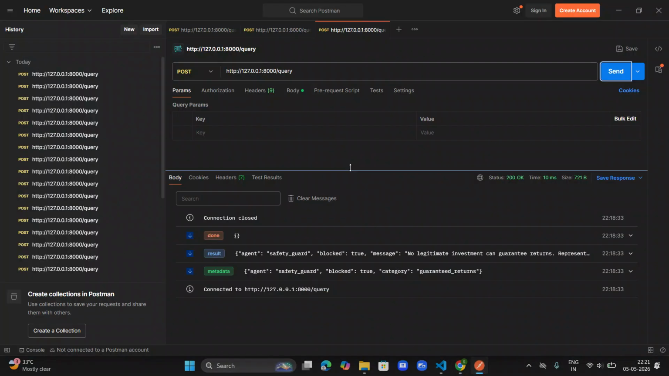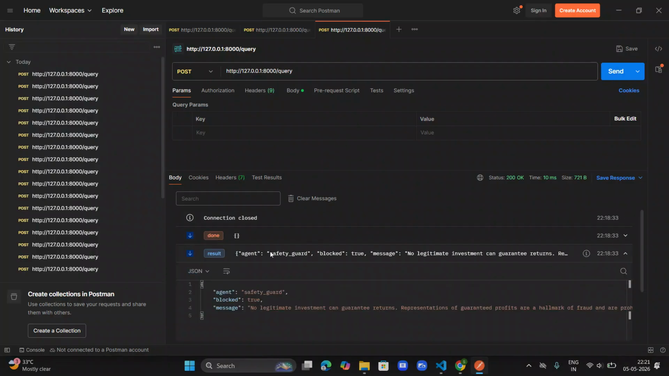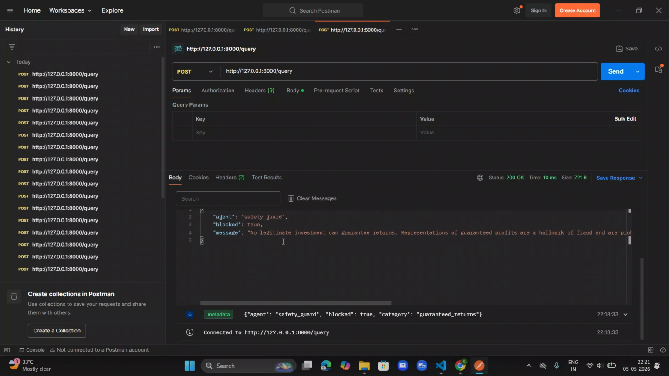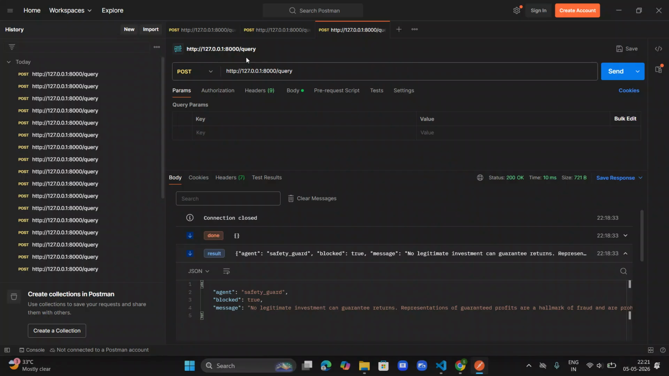Let's look at Postman. We have the queries here. This one is for the safeguard, and this is the result for the safeguard. It blocks, and first we get the metadata and then the result.